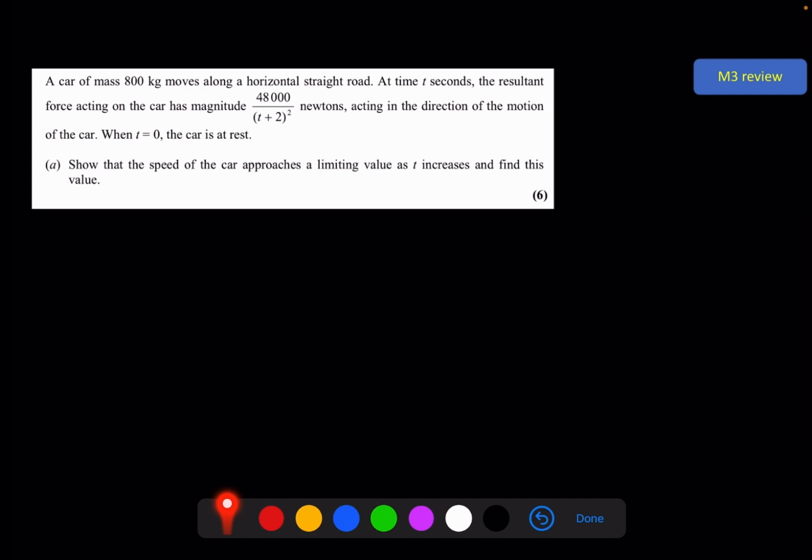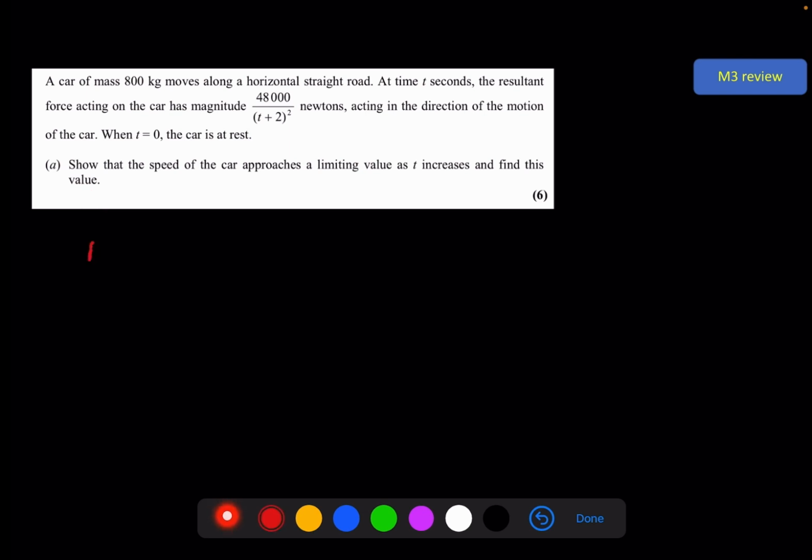On the screen, a quick exam question to review the previous video. A car of mass 800 kilograms moves along a horizontal straight road. At time t seconds, the resultant force acting on the car has magnitude this, acting in the direction of the motion of the car. When t is equal to 0, the car is at rest. So here we have our boundary condition, and here we have our variable force dependent upon time. Show that the speed of the car approaches a limiting value as t increases, and find this value.